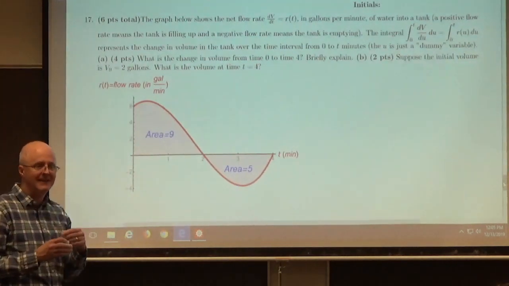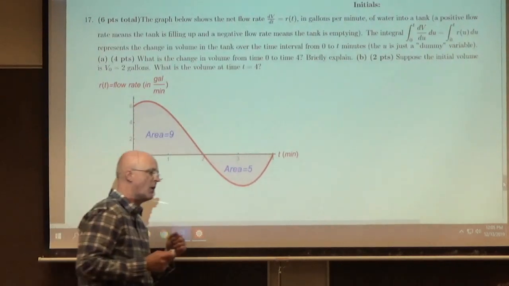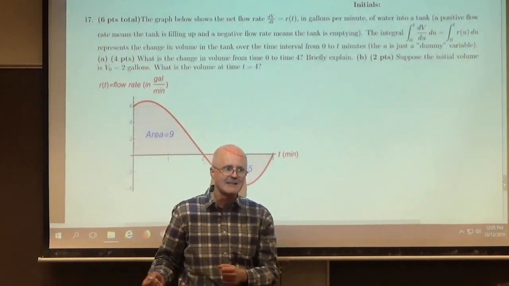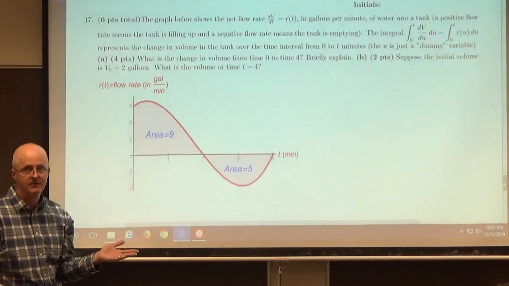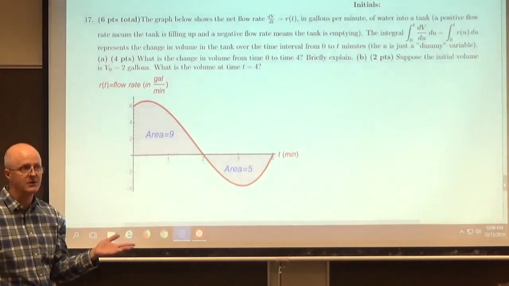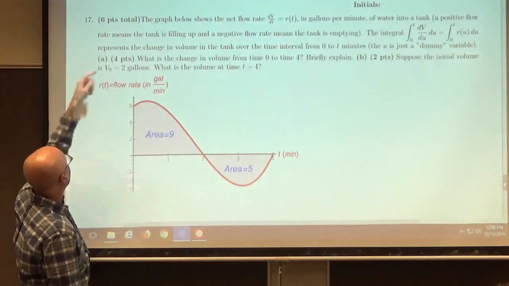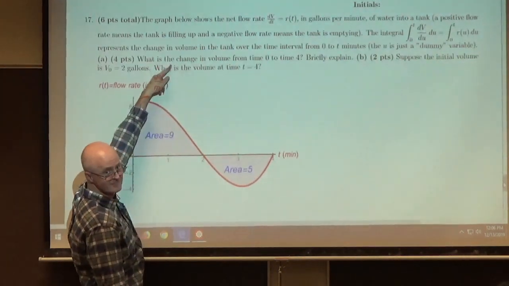If you interpreted that without the word net as a total change, both water going in and water going out, and you added the areas, I gave you full credit, even though I was really after a difference. I realized I probably should have put the word net in there since the word net was elsewhere. On your version of the exam, I did have the word net there, but I forgot to put it here.